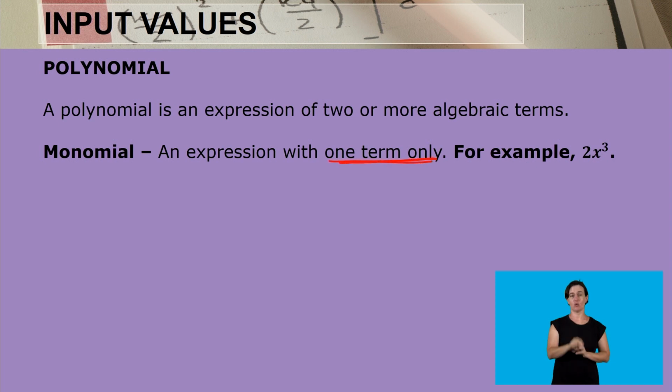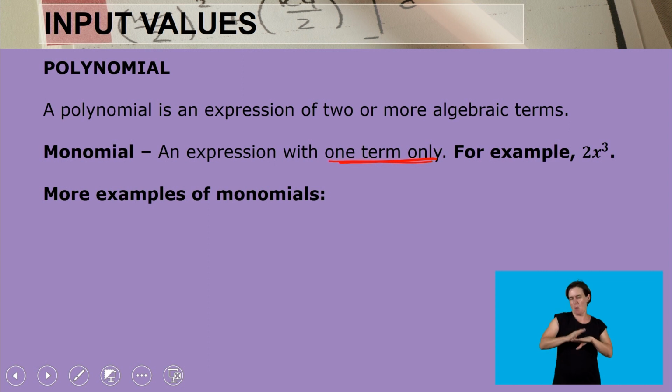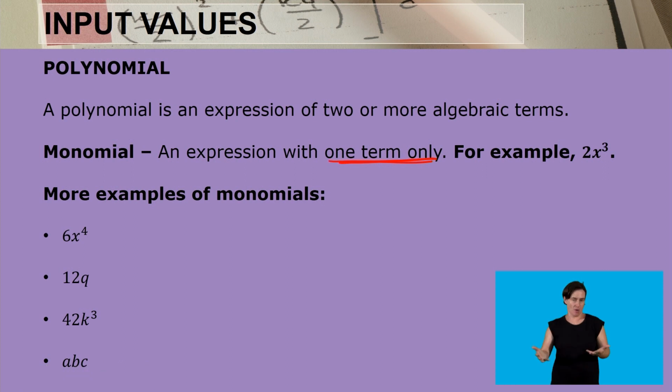For example, 2x cubed. Let's see examples of monomials. 6x exponent 4 is a monomial. 12q is a monomial. 42k cubed is a monomial. And abc is also a monomial because it is one term only.